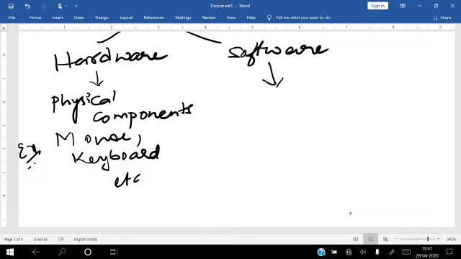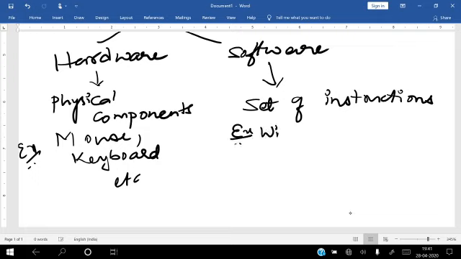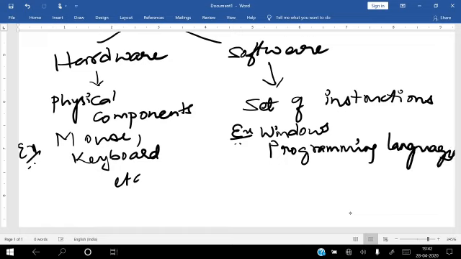Software. What is software? Software is nothing but the set of instructions that you give to the computer. You are going to tell the computer what type of work it has to do. That is given by a set of instructions. That is your software. For example, Windows or any programming languages, your Tally, any of the languages, operating systems, all these come under your software.